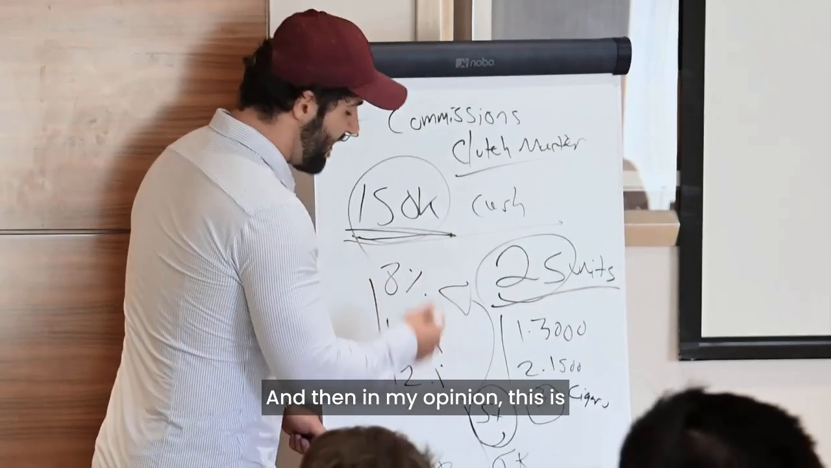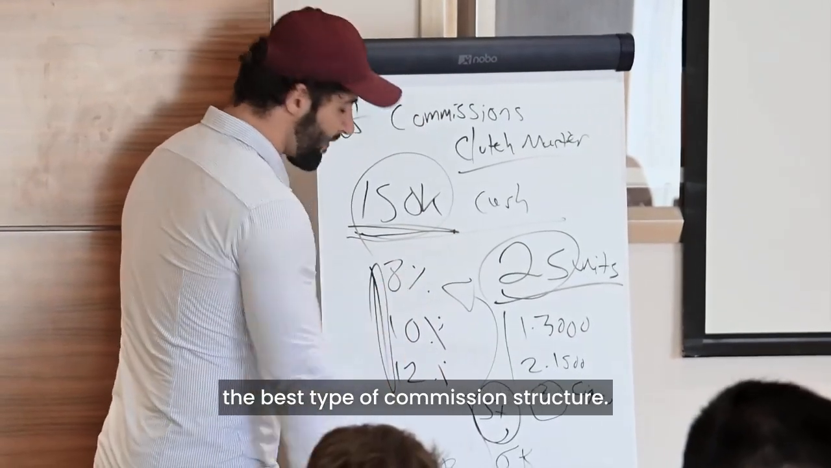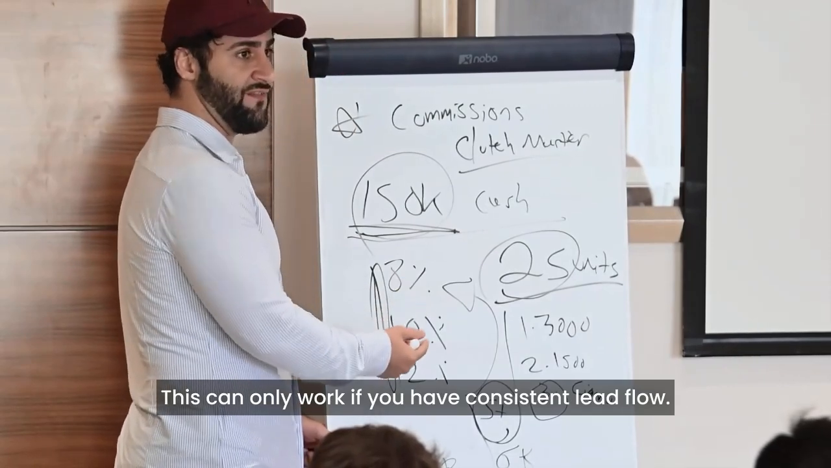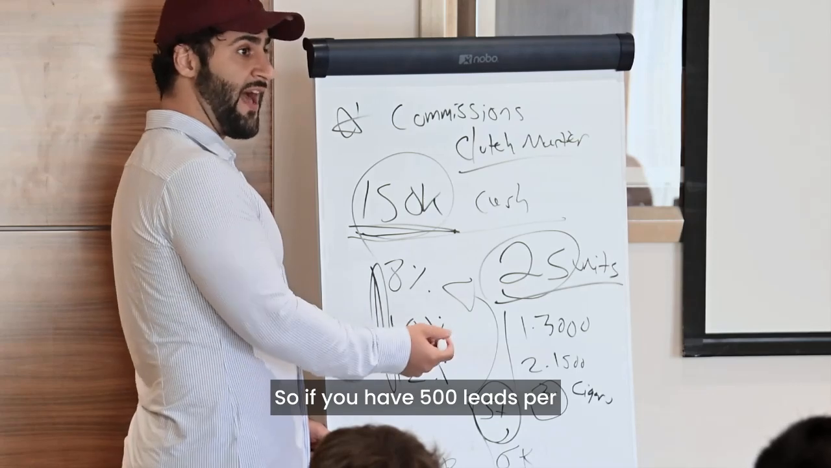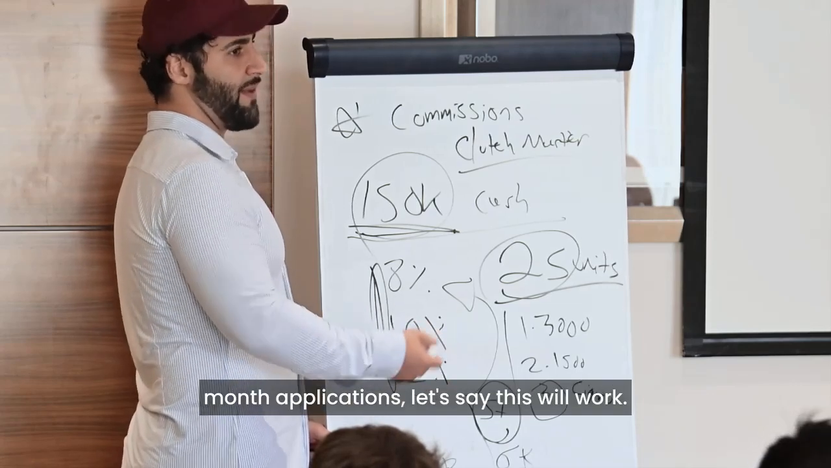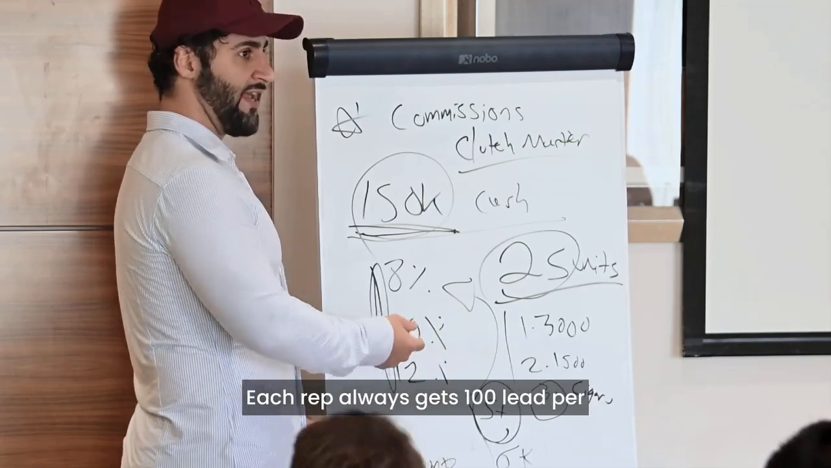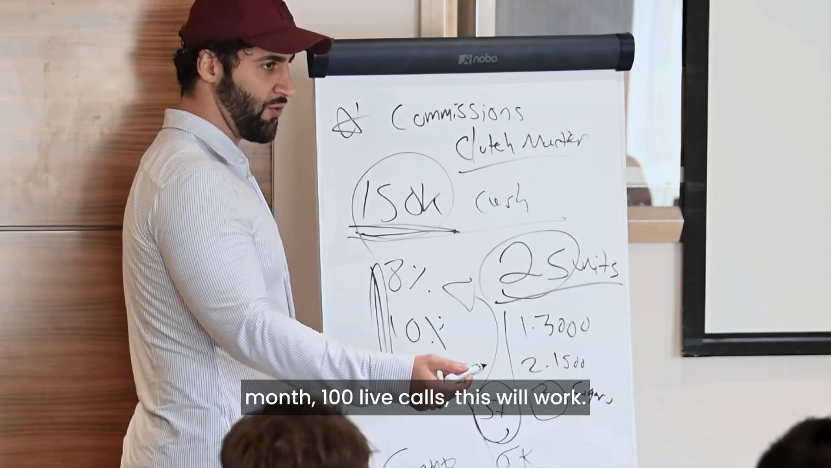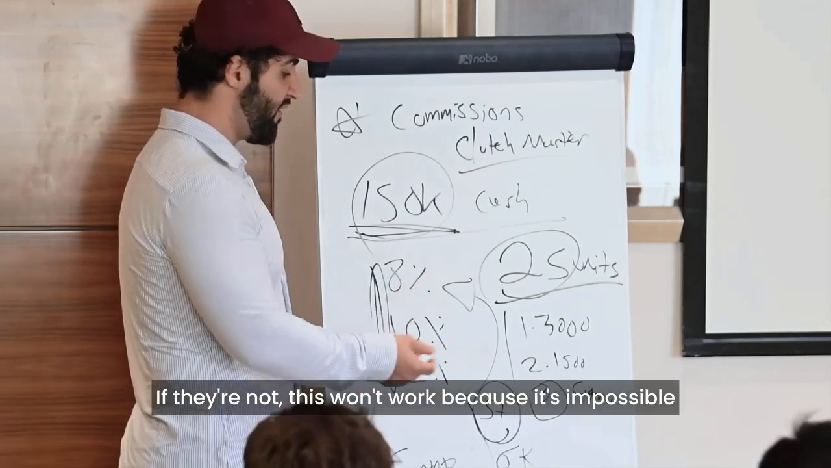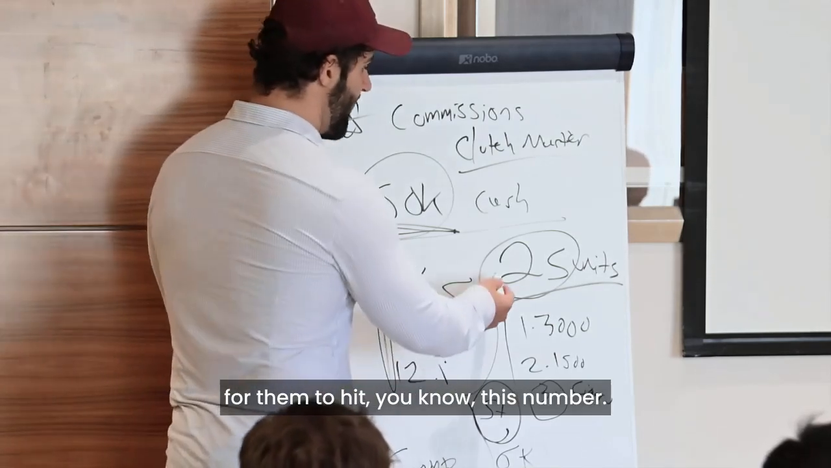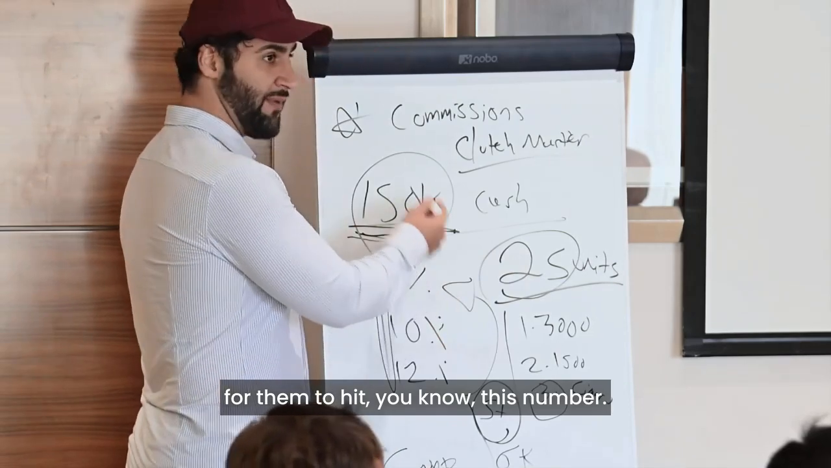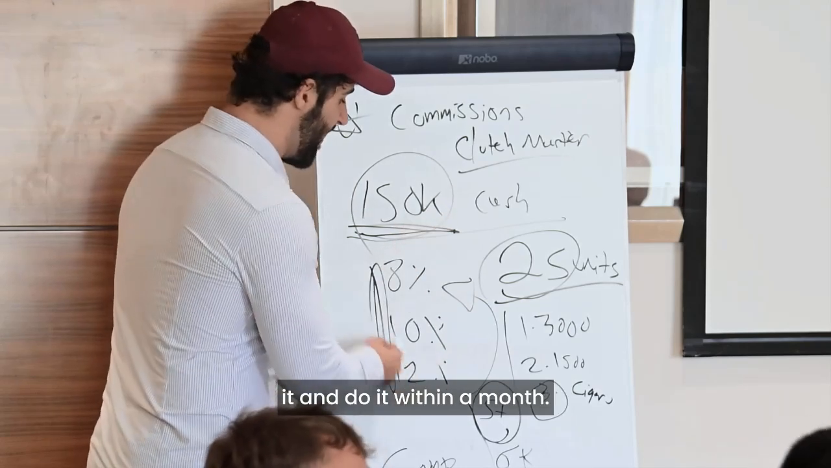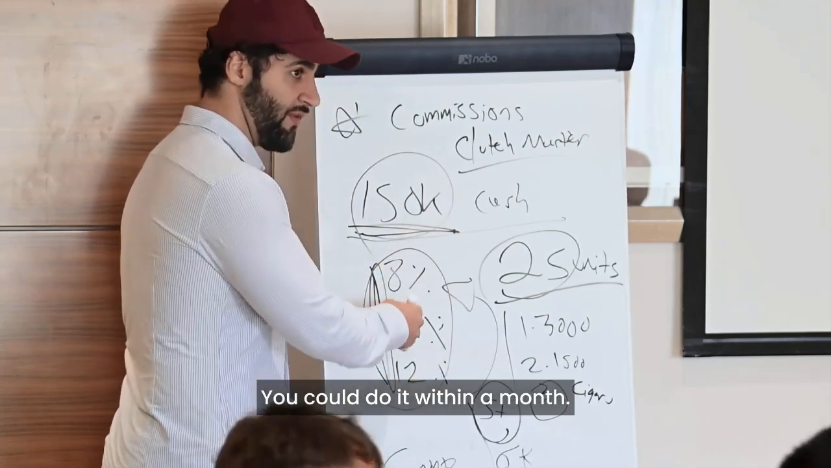And then, in my opinion, this is the best type of commission structure. This can only work if you have consistent lead flow. So if you have 500 leads per month, applications let's say, this will work. Each rep always gets 100 leads per month, 100 live calls. If not, this won't work because it's impossible for them to hit this number. You're literally driving them up the road. So what you can do is do it within the month.